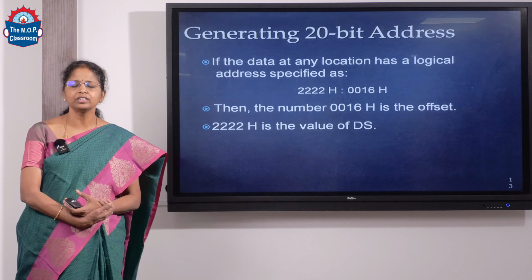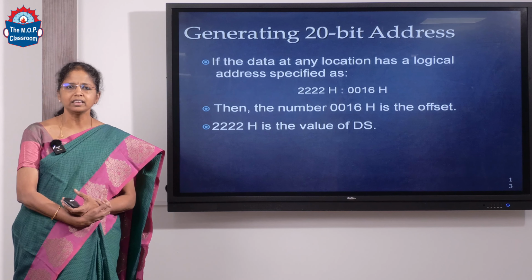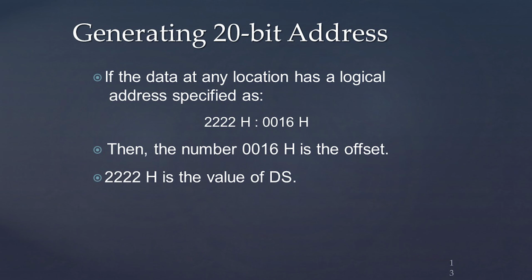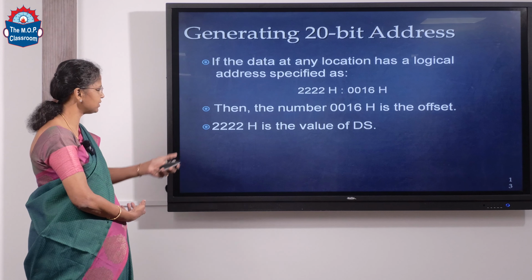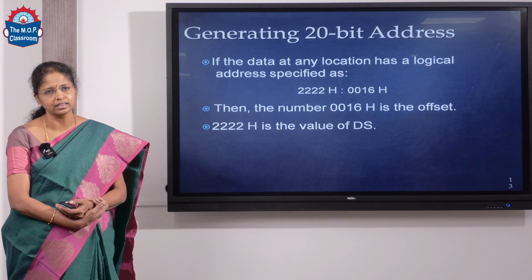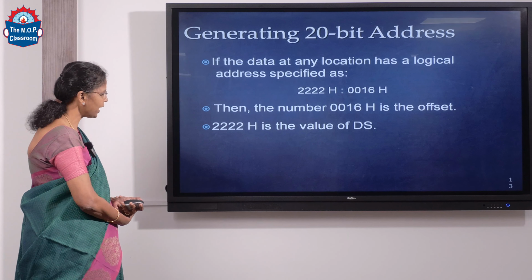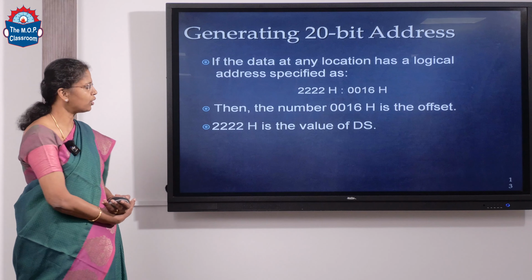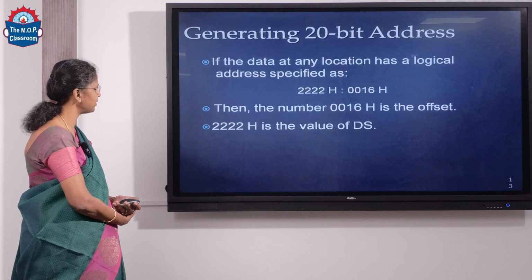So, we saw that the logical address has a form of base address and offset. In this example, the logical address is given as 2222H:0016H. So, we know that 2222H is the base address and 0016H is the offset. Now, this 2222H is the value of the DS. It is given in this problem. What is the DS register? Data segment register. Now we have the base address and offset. So how do we calculate the effective physical address?